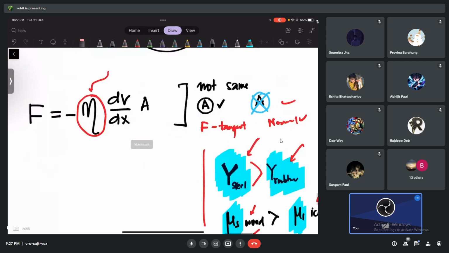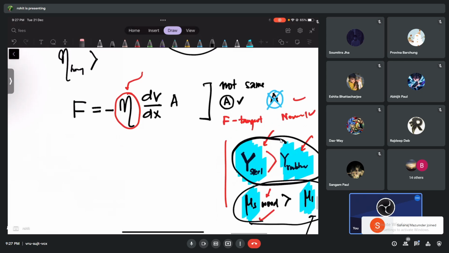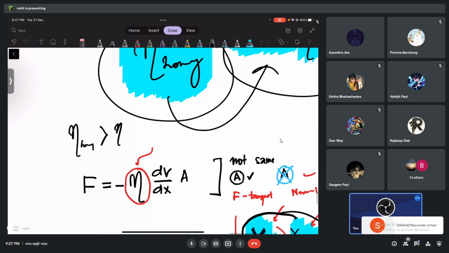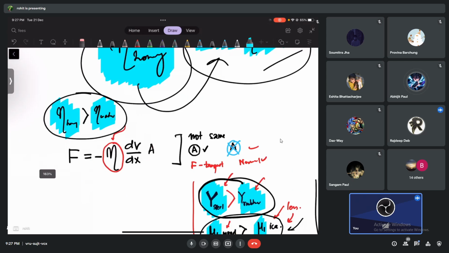And one more last thing we have learned today. The coefficient of viscosity for honey is larger than the coefficient of viscosity for water. What did you understand the moment I told you that? That the obstruction to the flow of layers in those liquids is more in honey. So do you understand? Okay.